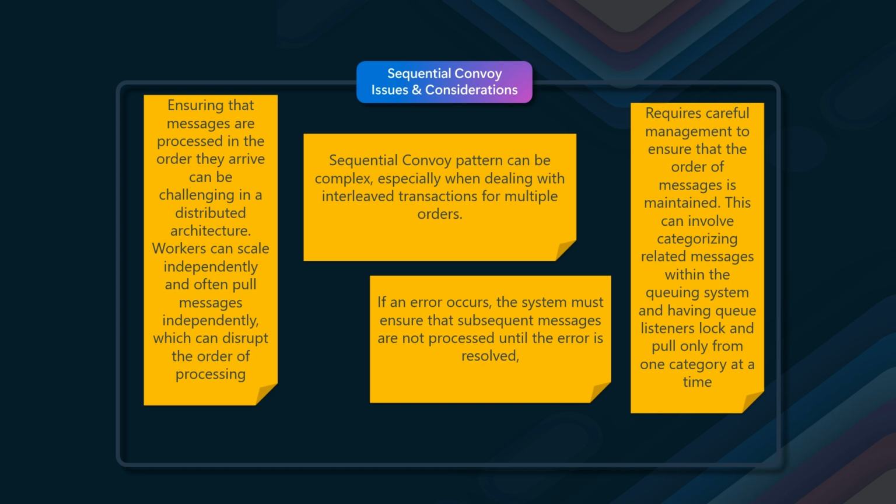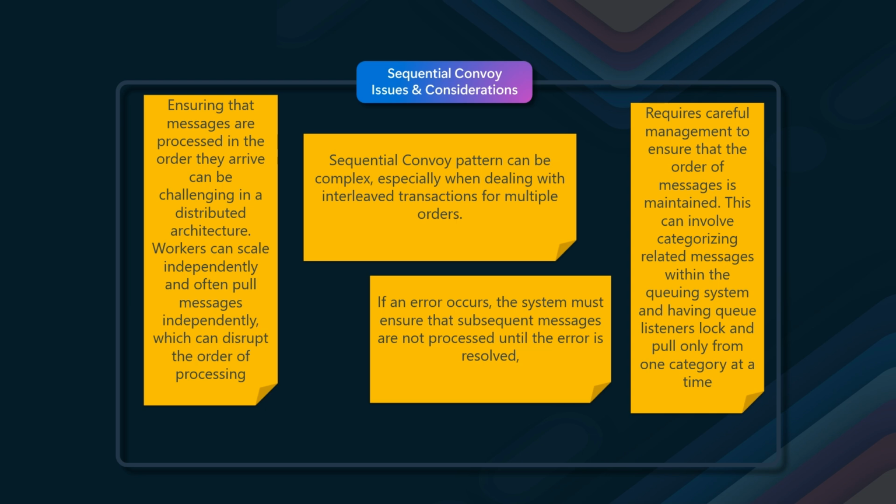Scalability. While this pattern allows for scaling out to handle increased load, it requires careful management to ensure that the order of messages is maintained. This can involve categorizing related messages within the queuing system and having queue listeners lock and pull only from one category at a time. Complexity in implementation. Implementing this sequential convoy pattern can be complex, especially when dealing with interleaved transactions from multiple orders. The system must be designed to handle these transactions in a first in, first out manner at the order level.